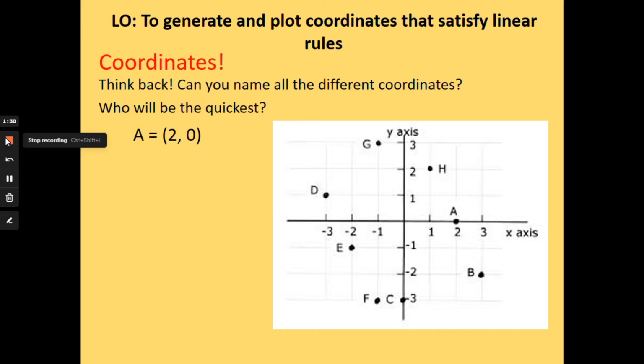So just pause the screen and try and work those out please. Okay, well done if you've done that. We're going to go through the answers.